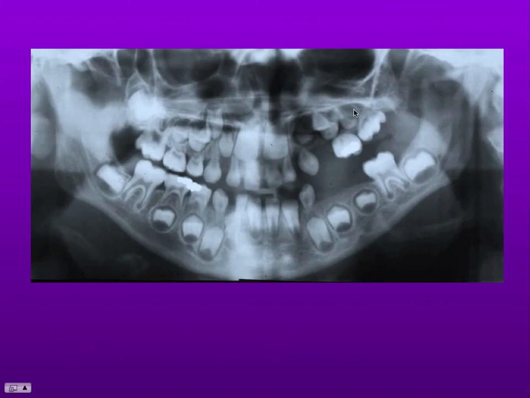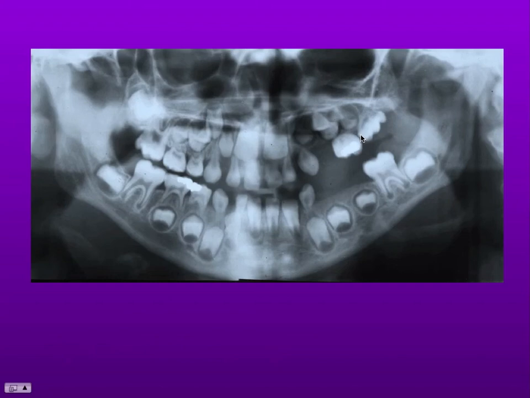The 6 has almost no roots. This deciduous canine has almost no root. So we have a very strange situation here, where we have a mixture of poor development of the bones of the jaw, missing teeth, at least one missing tooth here and a missing 7, and arrested root development. Something that has both affected the tooth development and the bone development.